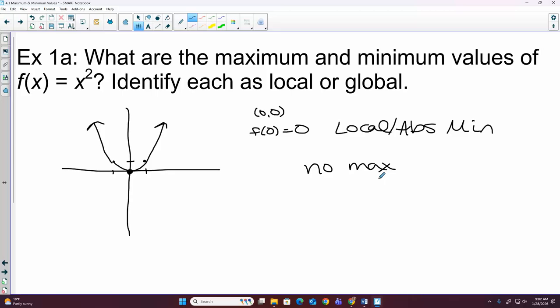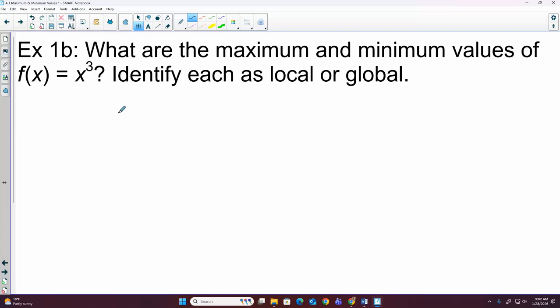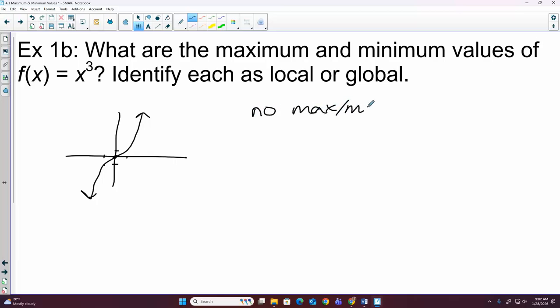What about x cubed? What's x cubed look like? Cubed is (0, 0). Yeah. All right, what about this one? Maximums, minimums? No. So we don't have to have them.